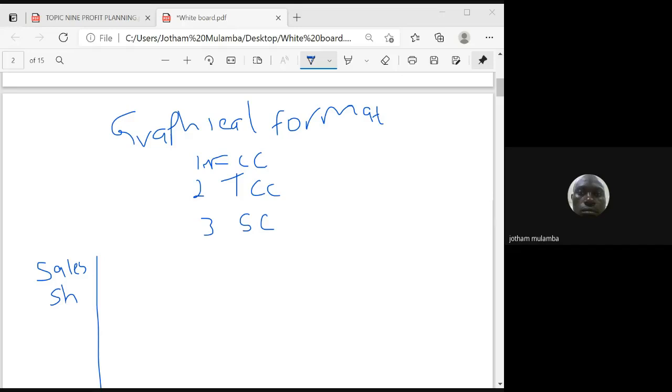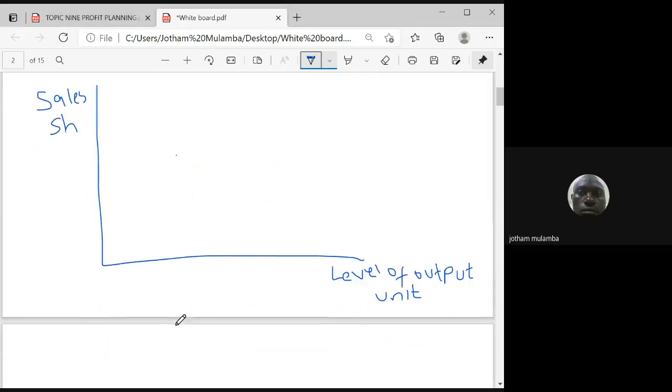So with that definition, when we are drawing the graph, the fixed cost will be a straight, parallel line. We refer to this as the fixed cost curve. It's parallel to the level of production. It does not change. Either we produce more or less, it does not change. Remember to put 0 here.